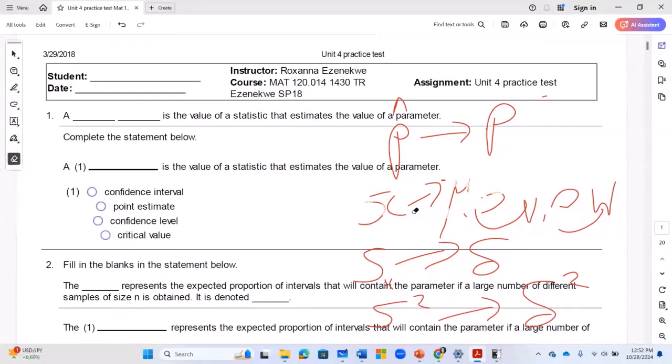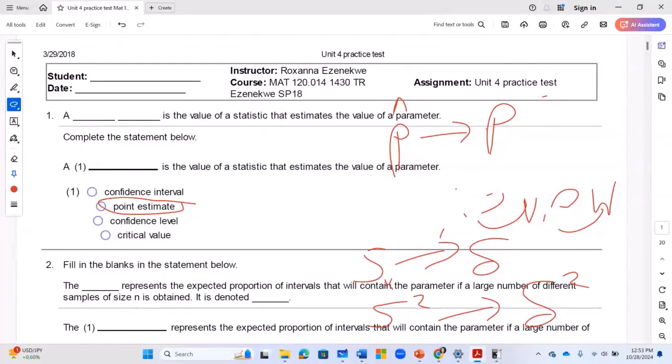So we've answered question number 1. Question number 1 is asking us, what is the name of the estimator? The estimator is the point estimate. The point estimate is the value of the statistic that estimates the value of the parameter. So to complete the statement below, you put your answer: point estimate.